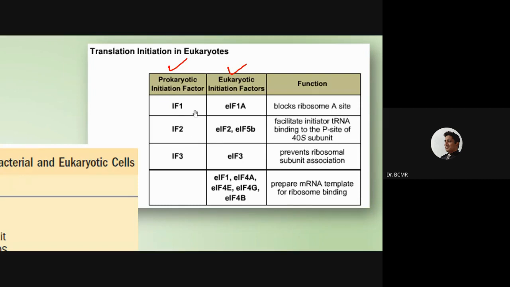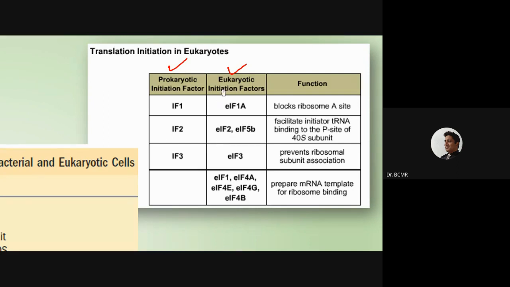So IF1, and here in eukaryotes, you call it EIF1. E is for the eukaryote initiation factor 1. And there are other factors, so you call it IF1A. You may have IF1B and so on also. But we are not going to discuss it in entirety, because translation itself can be one whole book if you consider regulation and so on. The job of IF2 is to facilitate initiator tRNA binding at the P site.